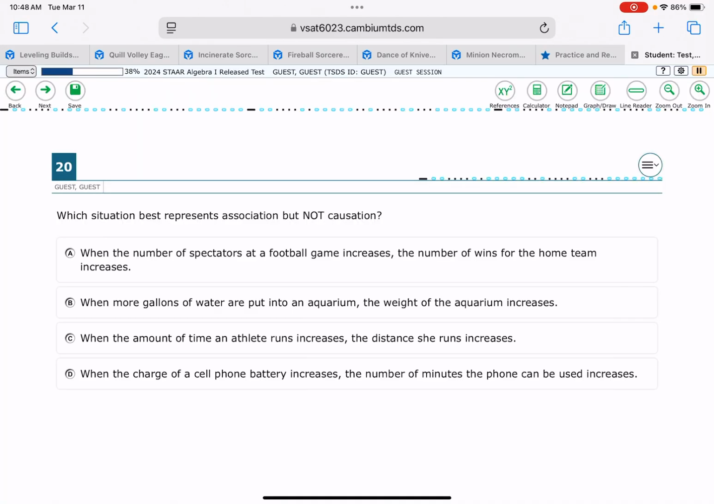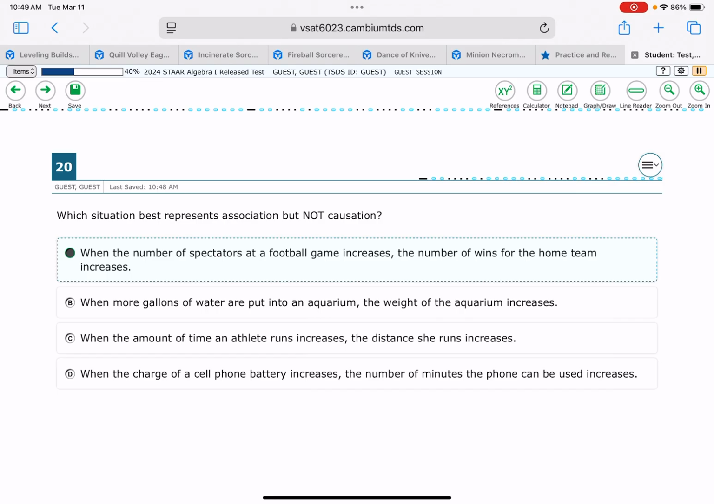All right, which one represents association but not causation? The answer is right there, right off the bat. When the number of spectators at a football game increases, the number of wins for the home team increases. There's an association, but just because there are more spectators, that doesn't mean the home team's going to win, right? That's what causation means. It's going to cause it to happen.